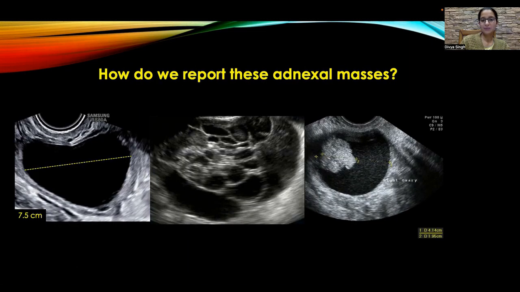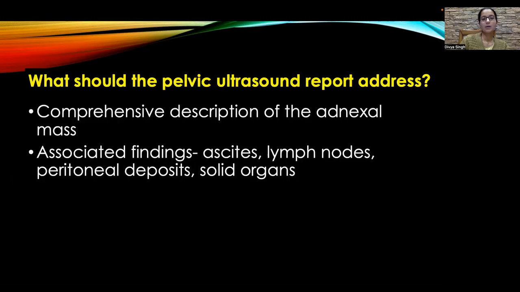Now, these are common adnexal masses that one can come across in our day-to-day practice, and irrespective of where we live on this planet, all of us should use a standardized terminology to describe these masses so that when we take appropriate management actions, they are uniform. When one sees an adnexal mass, the pelvic ultrasound report should have a comprehensive description of this adnexal mass. And once the mass is described, one has to look for other associated findings, which can be seen in malignant ovarian tumors like ascites, lymph nodes, peritoneal deposits, and involvement of solid organs like liver, spleen, kidney, etc.